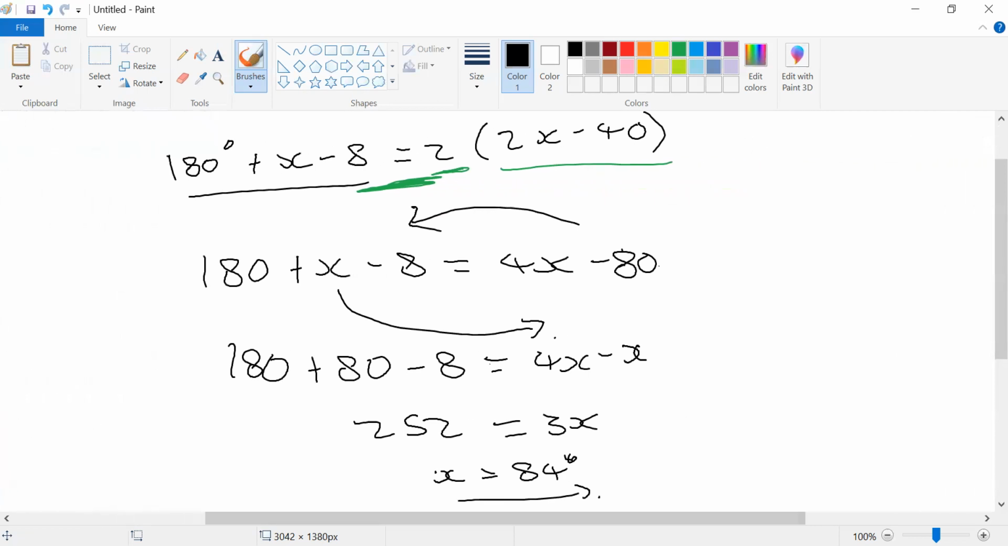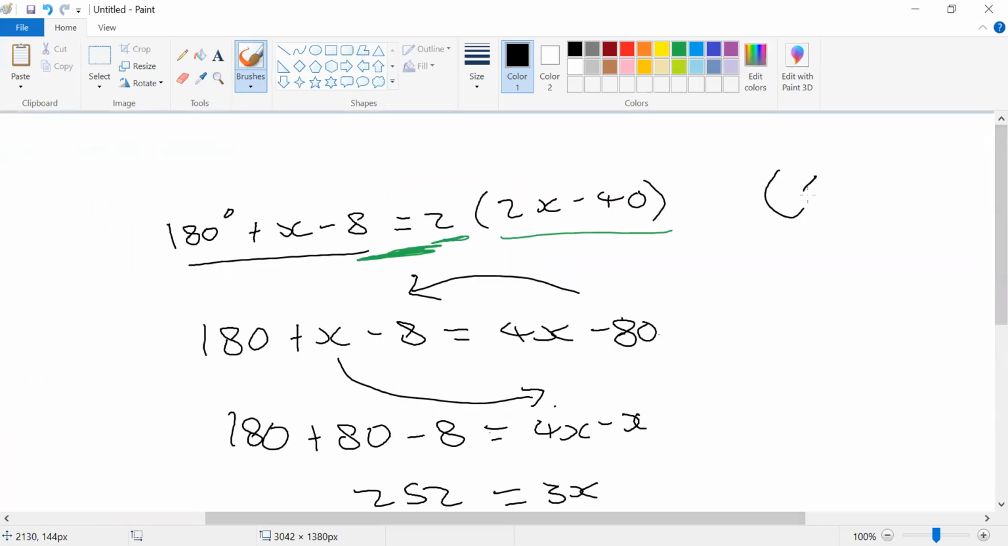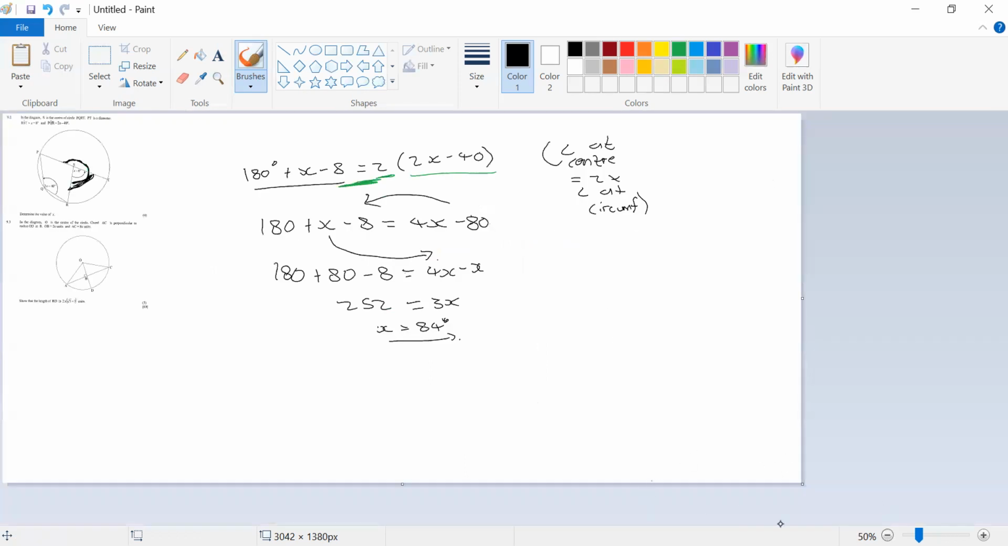So we also need to make sure we give our reason, and the reason for this is just angle at center is equal to 2 times angle at circumference. All right, done. Perfect. Now let's look at the next part.